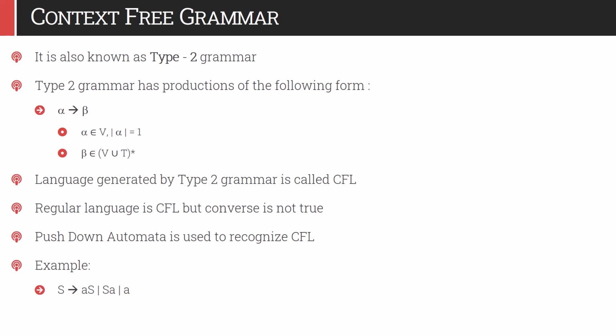A few examples of context-free grammar are shown here. Capital S gives A capital S, or S gives SA, or S gives A. So we have combined 3 productions using the pipe. The pipe represents OR. So instead of writing 3 separate productions for S, we can club them with the pipe.